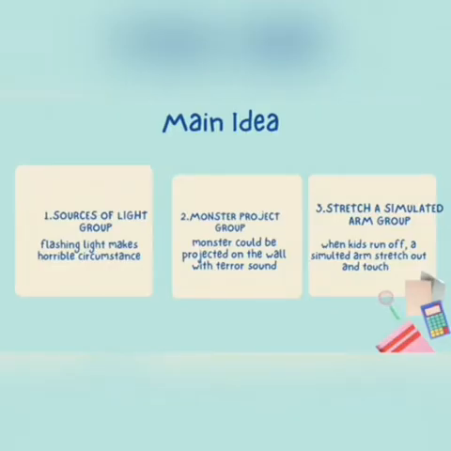Let's start it. The main idea is: the first group is the source of light group, which makes flashing lights that create a horrible circumstance. The second group is the monster projection group. A monster could be projected on a wall with a terror sound. The third group is the stretching arm group. When kids are frightened and run off, the arms stretch out and tap them.